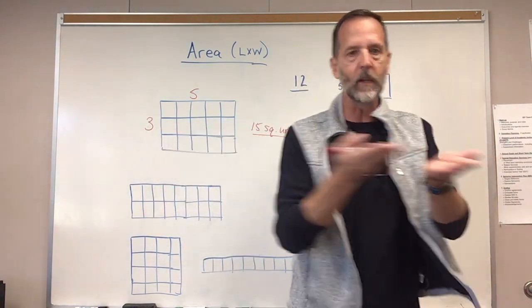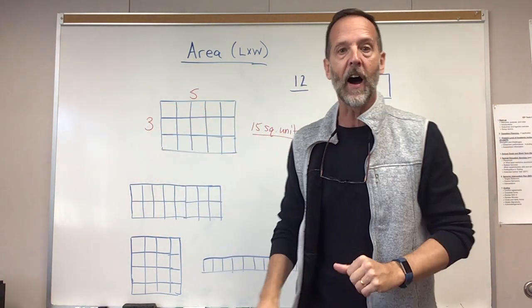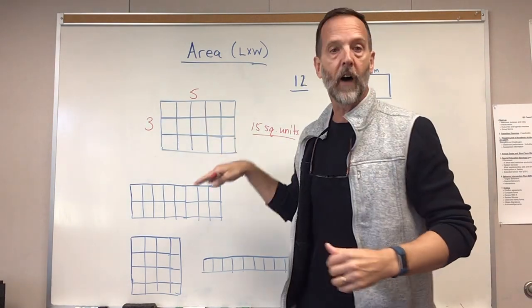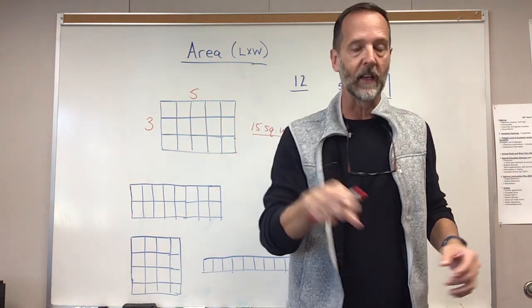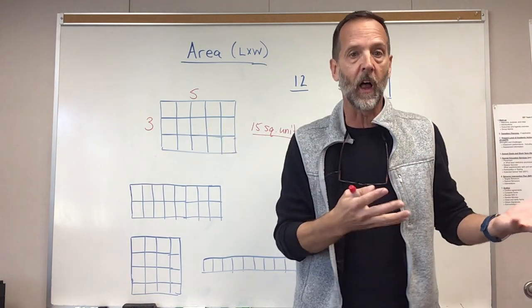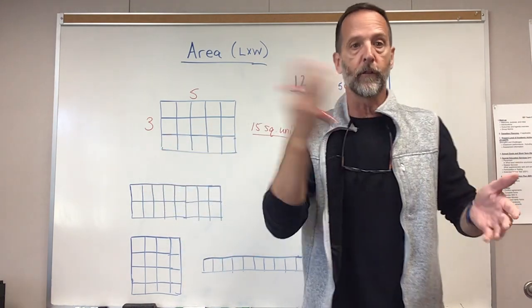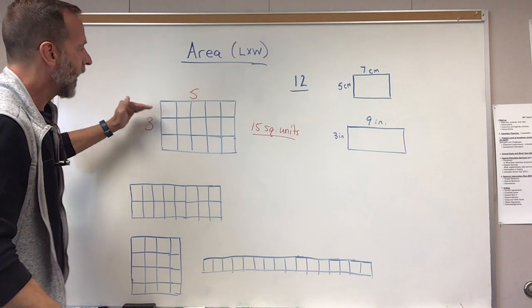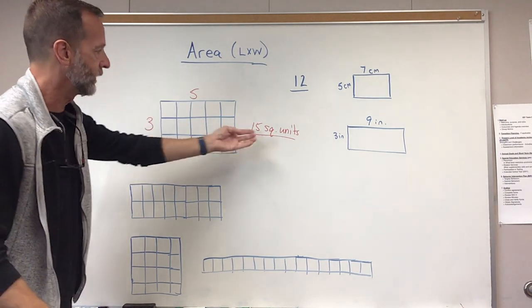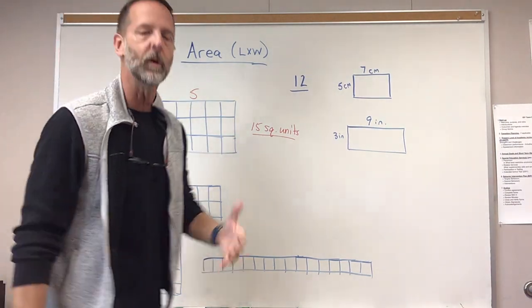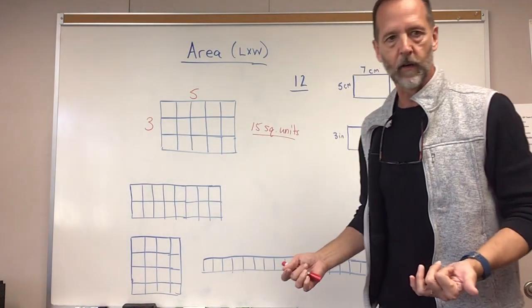I have 3 rows of 5. 5, 5, 5. So rather than counting, okay, I can multiply. If I know I have 3 rows of 5, that's going to be 3 times 5. 5, 10, 15. And I get the same area that I did when I counted.